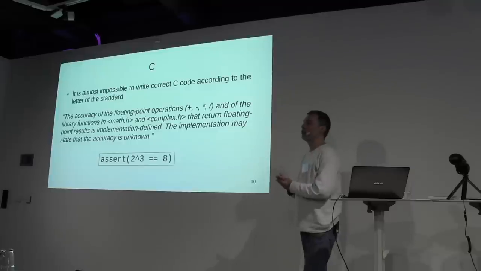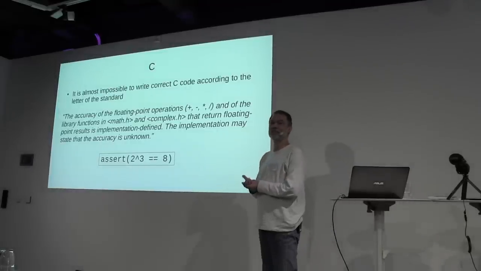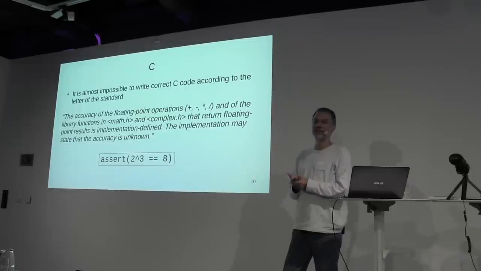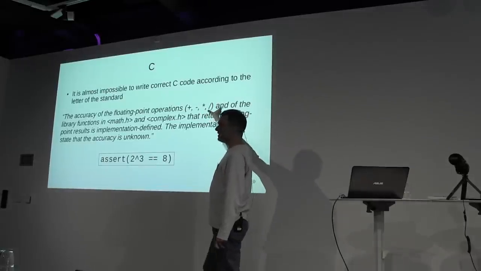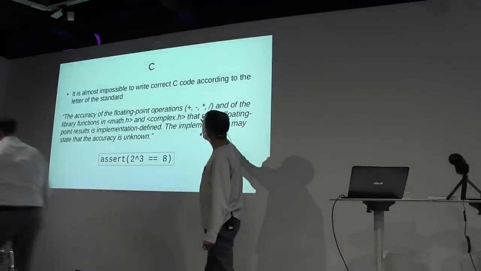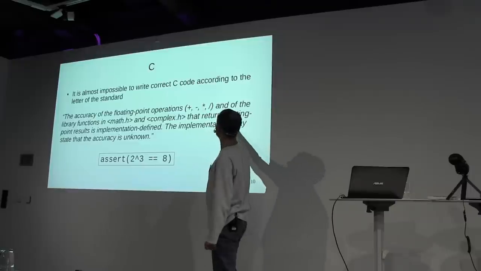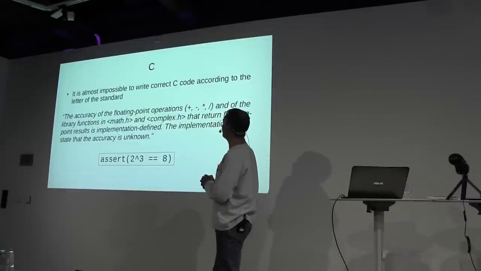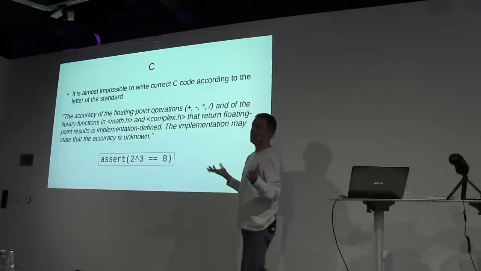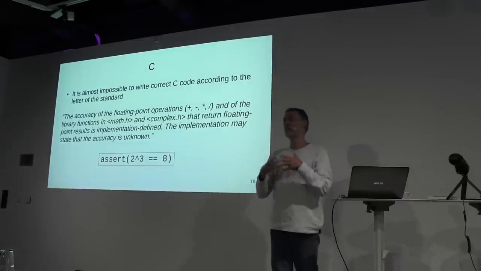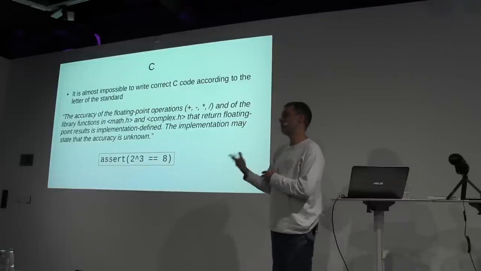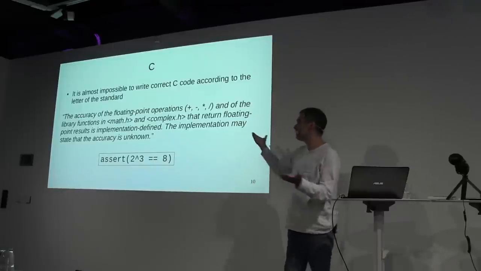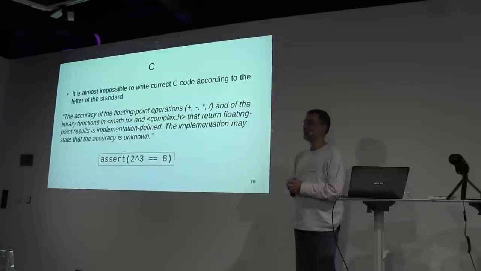If you really follow the standard, I mean the letter of the standard, it's almost impossible to write correct C code. This is just one of the examples of what the standard says. For instance, the standard says that accuracy of floating point operations and of all library functions are implementation defined. So if you do 1 plus 1 in floating point, you can give 2.5, 2.3, I mean, it's completely open to the implementation.